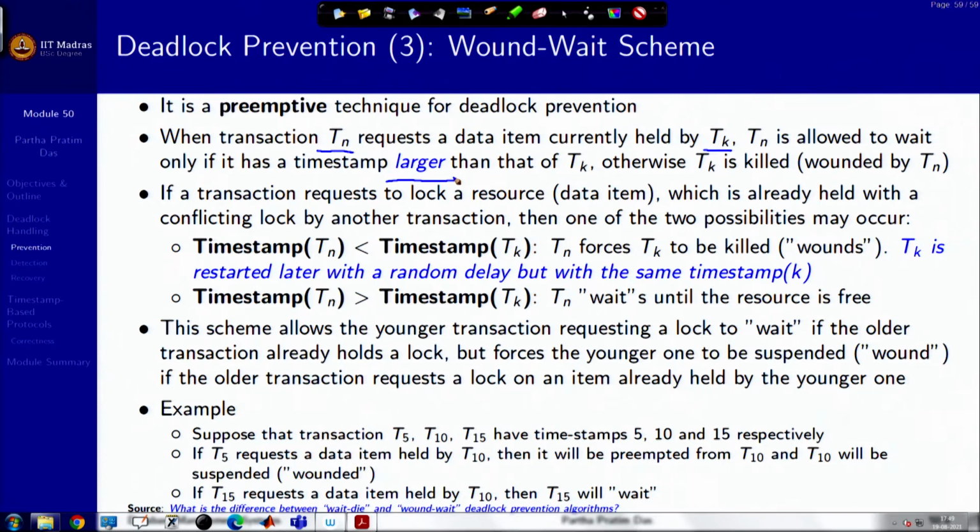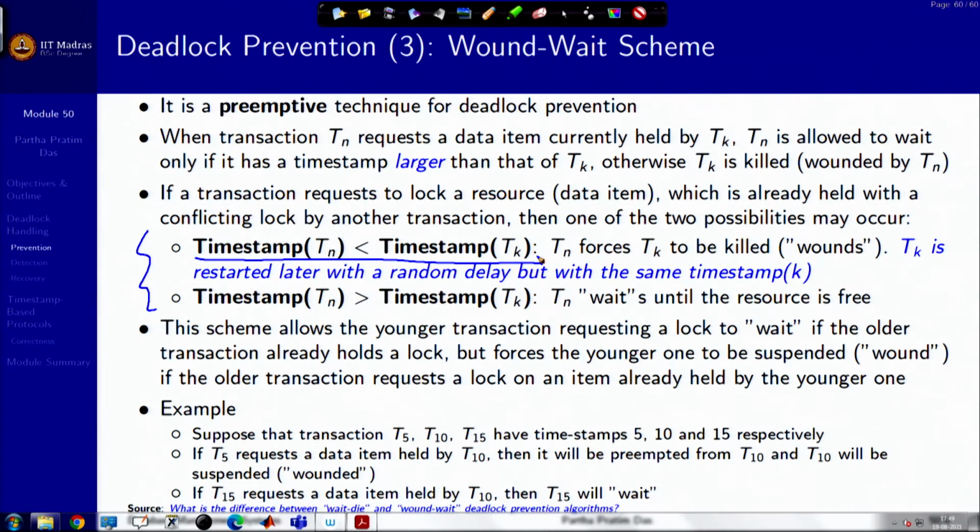Otherwise, Tk is killed. The transaction which was holding that data item, that itself is killed. That is why it is preemptive. In the earlier case, we were killing the requesting transaction. In this case, we are killing the transaction which is holding it. So, if we look in mathematical terms, if this is the case that Tn actually is older, senior.